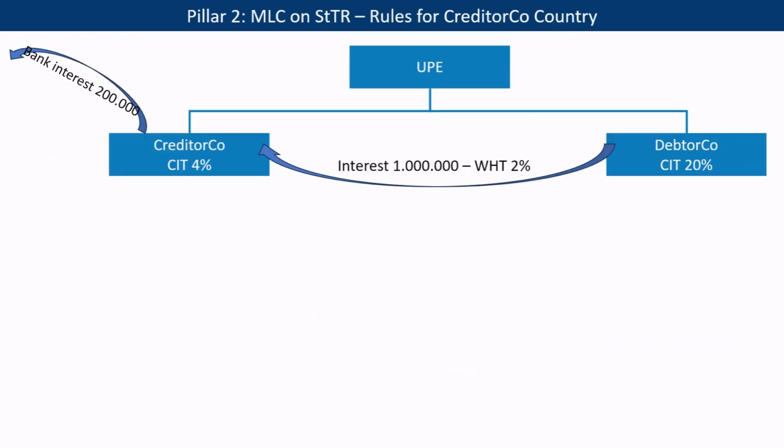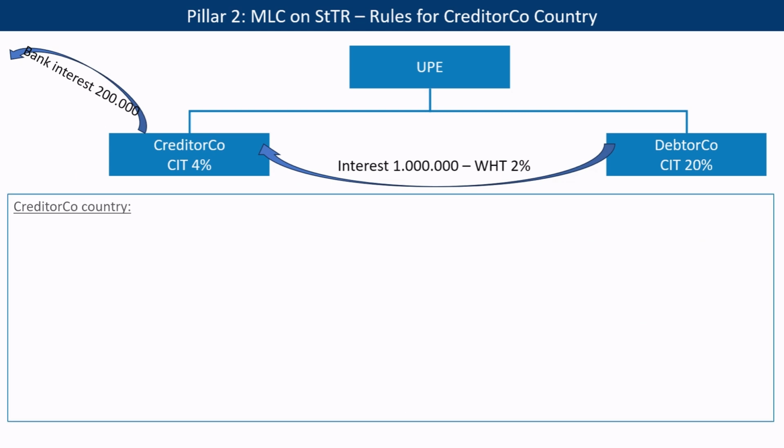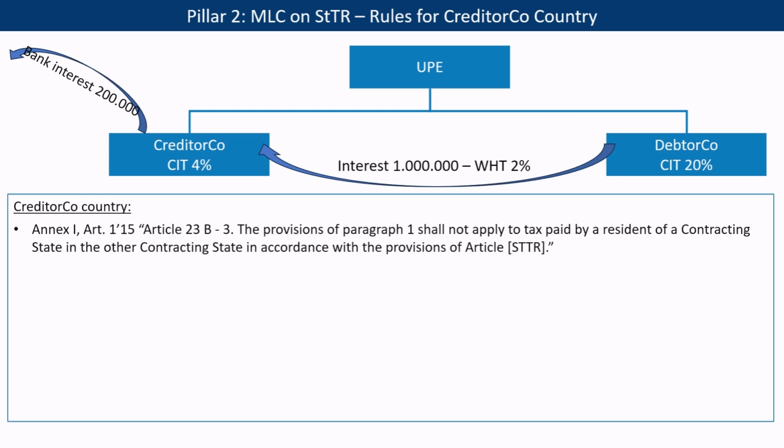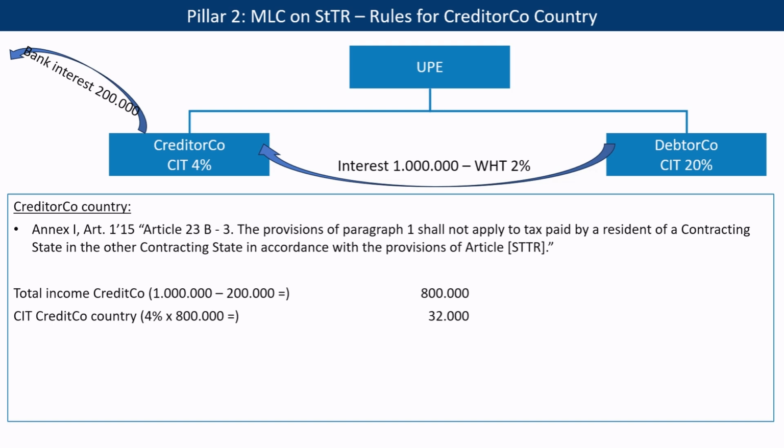So let's see what happens in STTR, right? We've got the interest, withholding tax and everything, and now in creditor-co. But we've just talked about Article 1, paragraph 15 of Annex 1, which says that there will be no double tax. So if we look at the calculation of tax for creditor-co country, it earns $1 million in interest income. There's 200,000 that is paid to the bank. So its taxable income is 800,000.